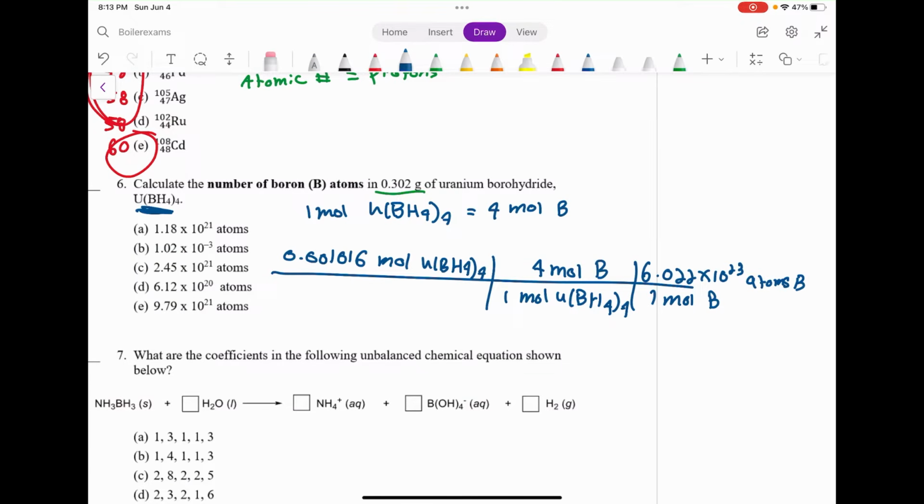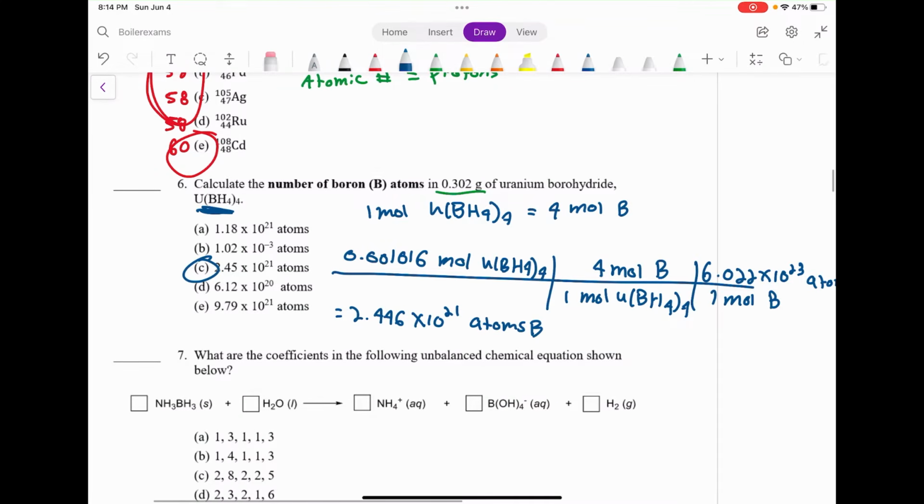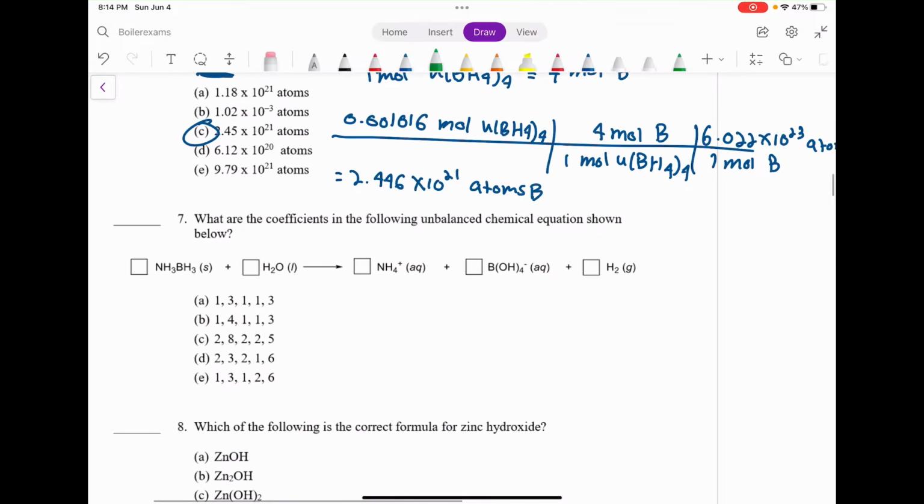0.001016 times 4 times 6.022 times 10 to the 23rd, divided by 1, divided by 1. Okay. We get 2.446 times 10 to the 21st atoms of boron, which corresponds to C. And it's C. Wonderful. Okay.